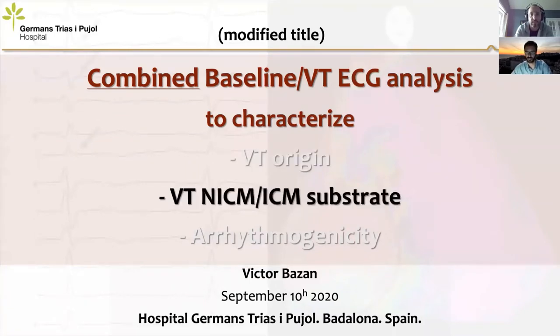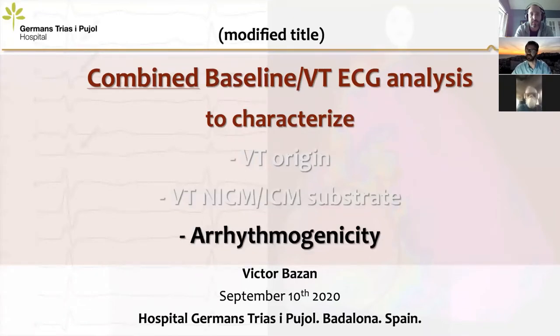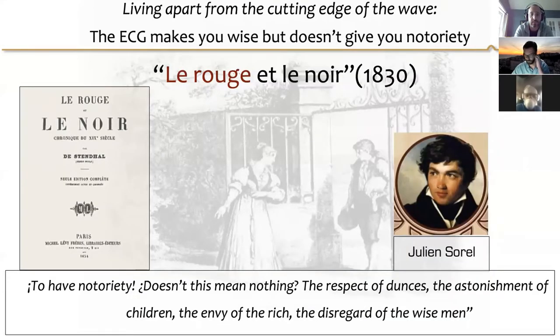I will also try to give you some hints about how we can infer the type and the extent and even the localization of substrate by means of the baseline EKG and also by reading the VT EKG. And this combined analysis will also be useful in terms of assessing the arrhythmogenicity and refractoriness to treatments, like the VT ablation we can offer to the patient.